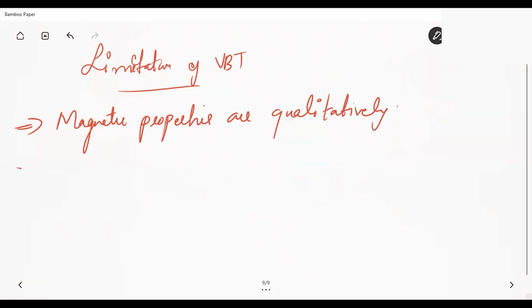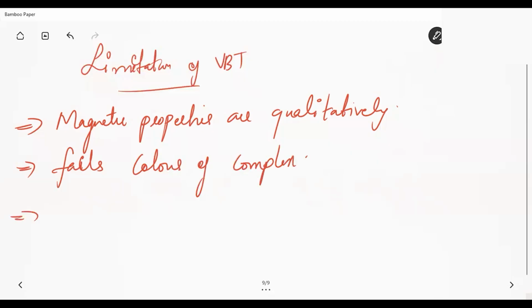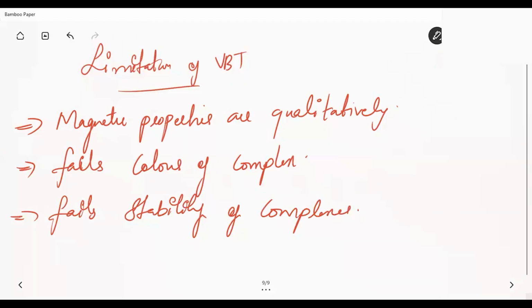And this VBT, valence bond theory, fails to account for the color of the complex. Next, it fails to tell about stability. So these are the major limitations of valence bond theory.